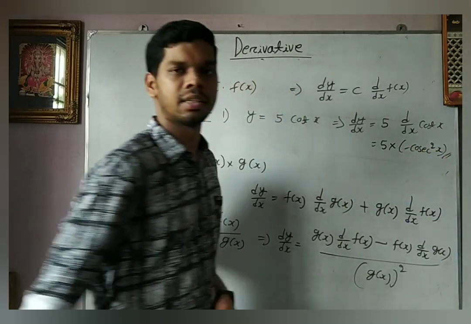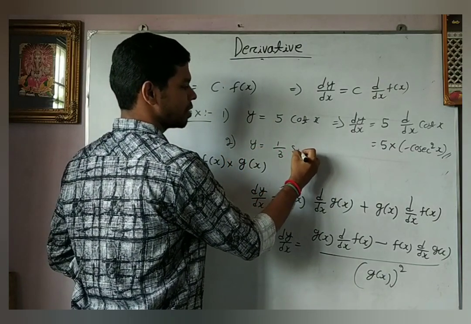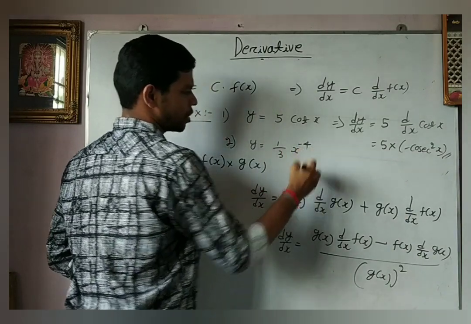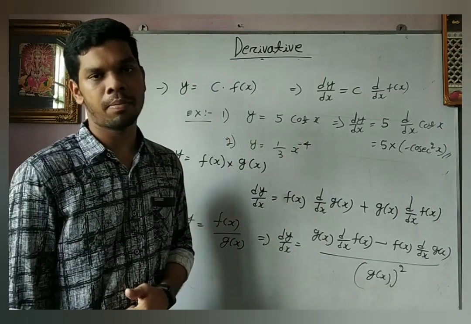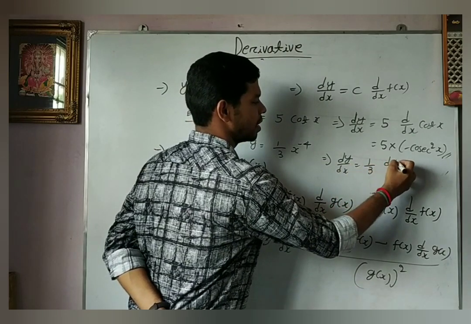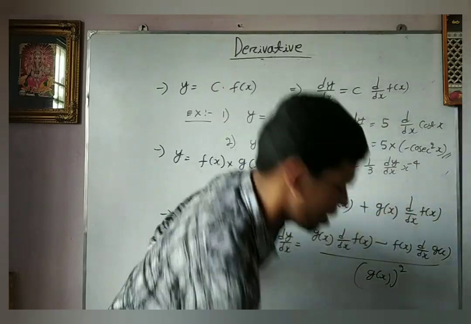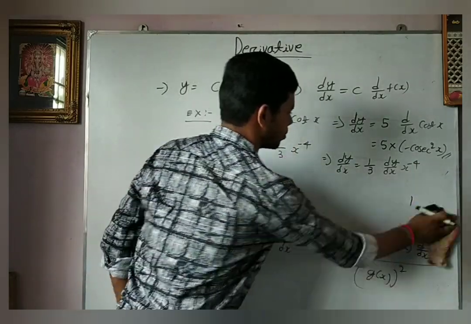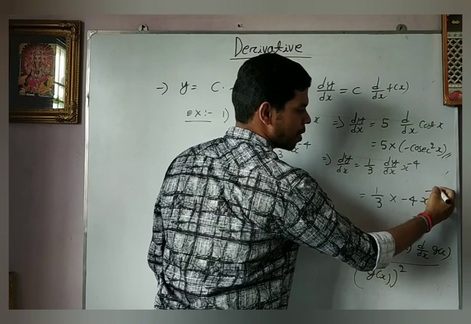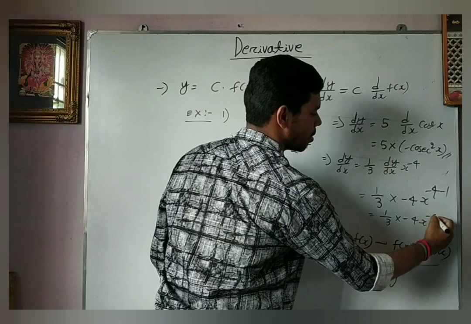This is the answer. Second example, y equal to 1 by 3 times x to the power minus 4. dy by dx equal to 1 by 3 times dy by dx of x to the power minus 4. And this is equal to 1 by 3 times minus 4 times x to the power minus 4 minus 1. And 1 by 3 into minus 4 times x to the power minus 5. This is the answer.